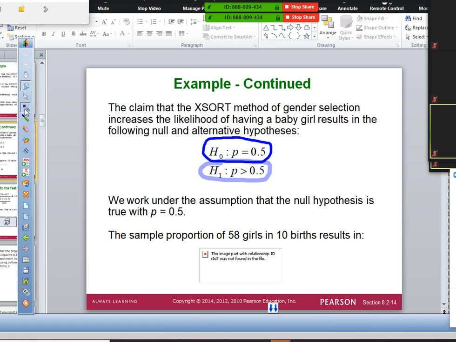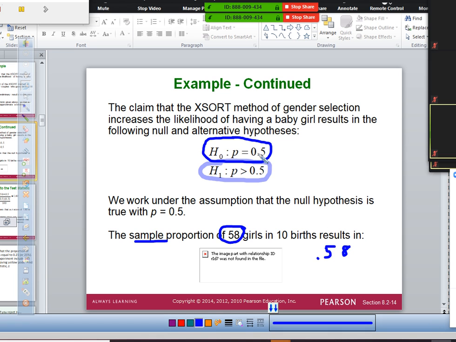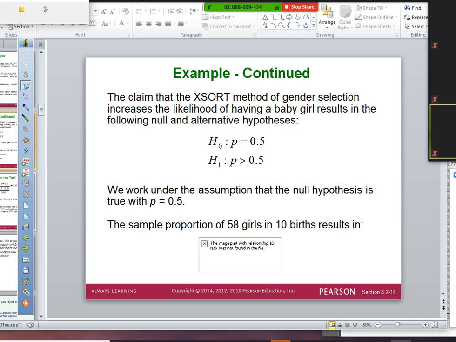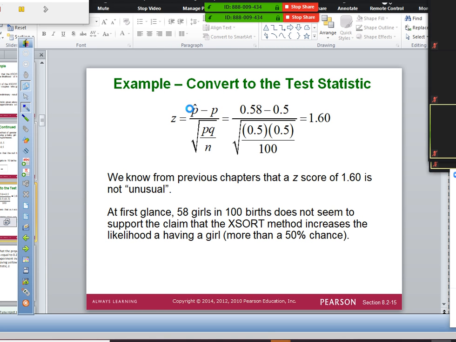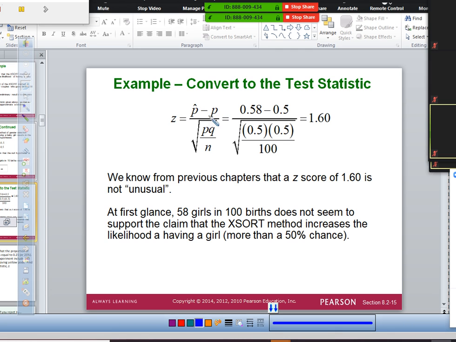So we take our p hat, our sample proportion, based upon our sample was 58 out of 100, so that's 0.58. We subtract what we expected to get if there was no difference, which was 0.5, and divide that by square root of pq over n. So here we have it: p hat, what we got from our sample, minus what we expected from our claim, 0.5, divided by square root of pq over n. And again, we're assuming that p is correct. We're assuming it's 0.5, so that's why we use 0.5 here, to get this.